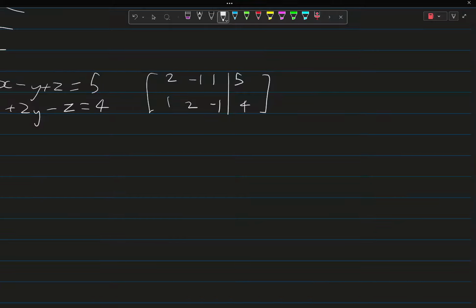Let's write what we're doing on the side to better communicate our working out to the marker and to ourselves. We have row 2 plus row 1, and we're doing this operation to row 1. So 1 plus 2 is 3, -1 plus 2 is +1, 1 plus -1 is 0, 5 plus 4 is 9, and row 2 stays the same.